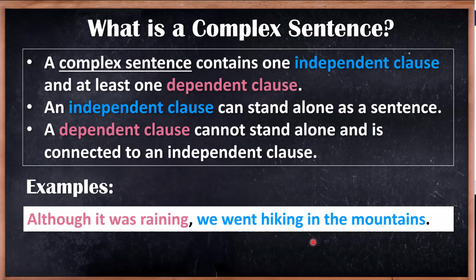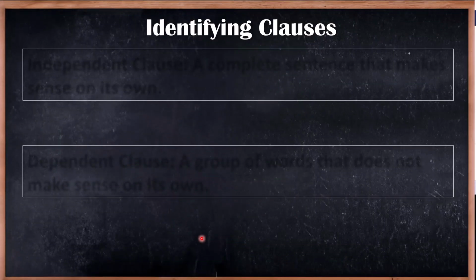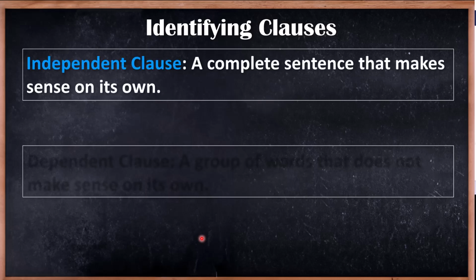This is a complex sentence, and you can see that we connect the dependent clause and the independent clause with a comma. However, we don't always use commas in complex sentences. But in this lesson, I'll teach you when to use a comma and when not to use a comma. The first step is identifying clauses. You have to know what an independent clause is. And an independent clause is a complete sentence that makes sense on its own. You could end this clause with a period and it would be correct.